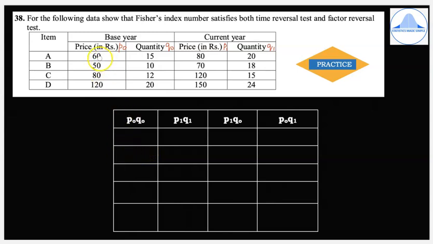So 60 into 15 will give us 900. Similarly, the next value is 500. Then I have 960 and then 2400. So summation P0 Q0. Like I said, it's important to get the totals right because each of the totals will carry 1 mark. So we get 4760.